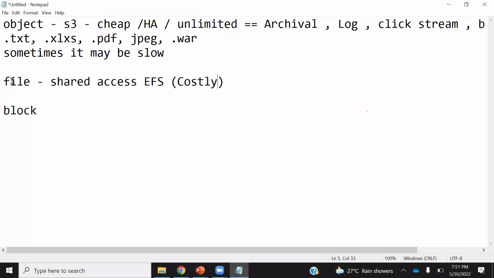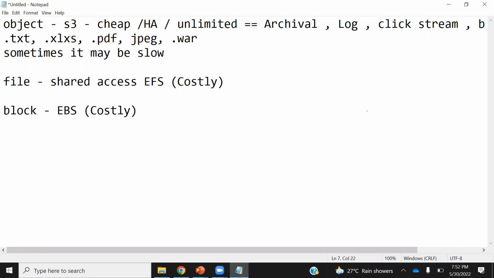So the second type of storage which we are talking about is file storage, shared access. The third one which I'm talking about is known as EBS, or Elastic Block Storage. Now, why is it called block storage? Again, it is costly.